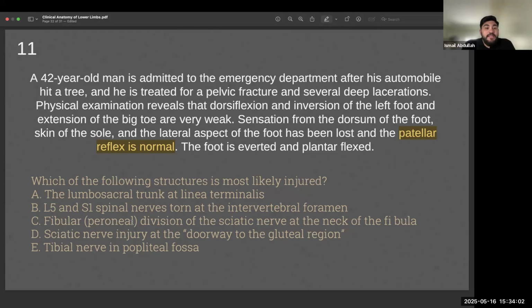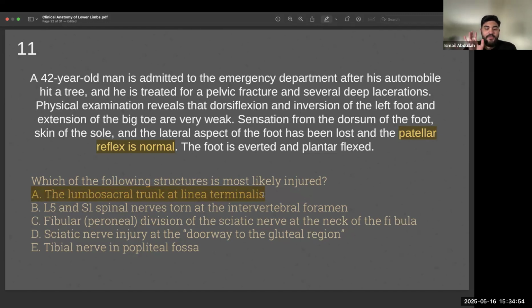B says L5 and S1 spinal nerves torn at the intervertebral foramen. Could be. But what's the thing in the question that would make me say that B is wrong? It's a pelvic fracture. Still, maybe the trauma was really strong and he could have had a spinal injury too. He has the patellar reflex, which means the quadriceps is innervated. That's correct. So the answer is going to be the lumbosacral trunk at the linea terminalis.